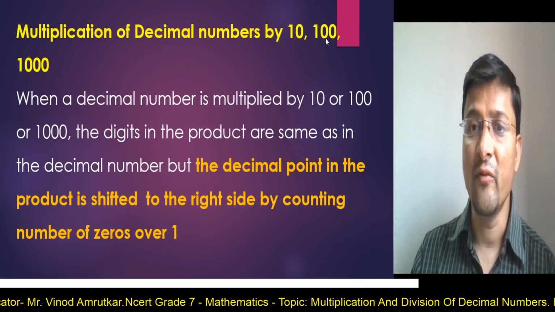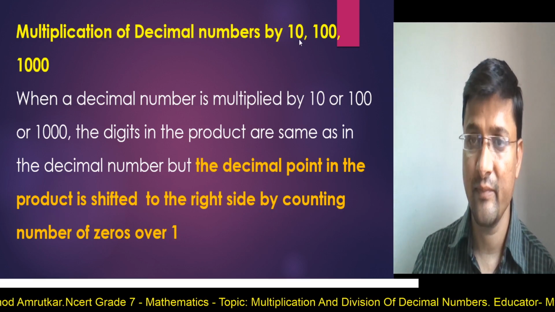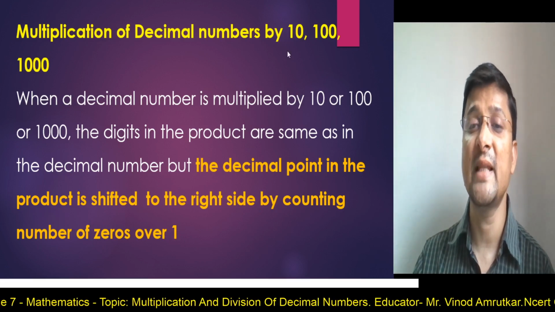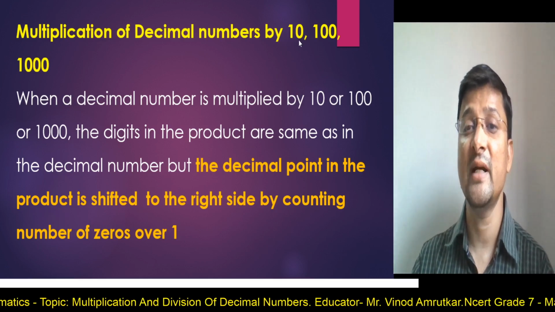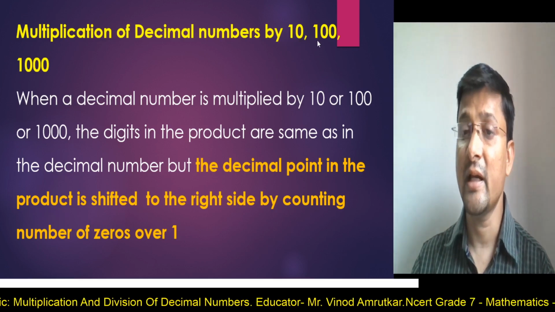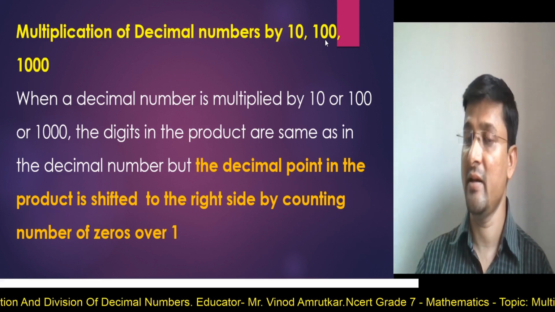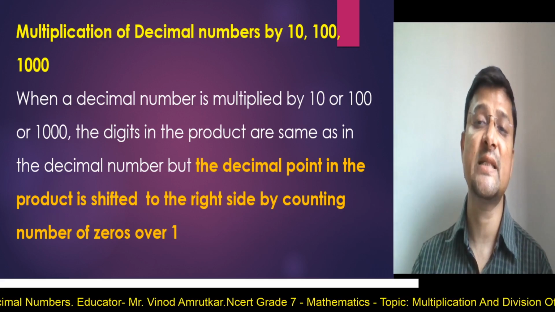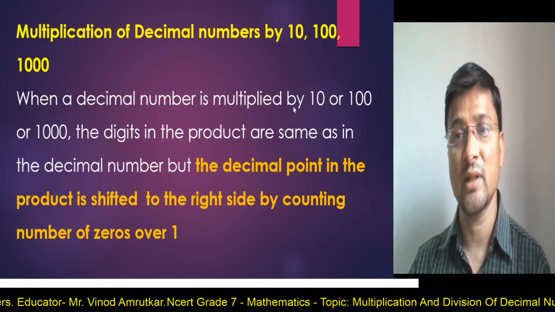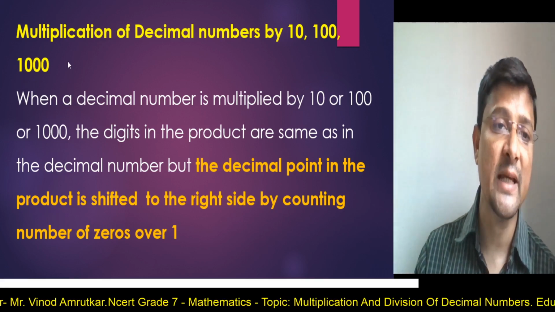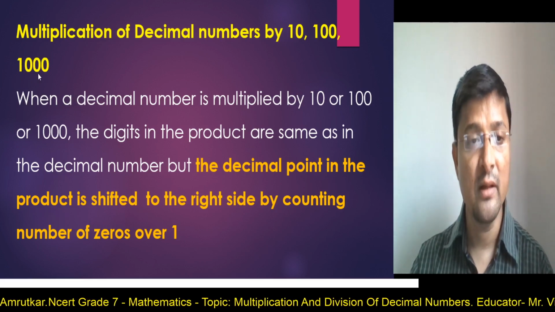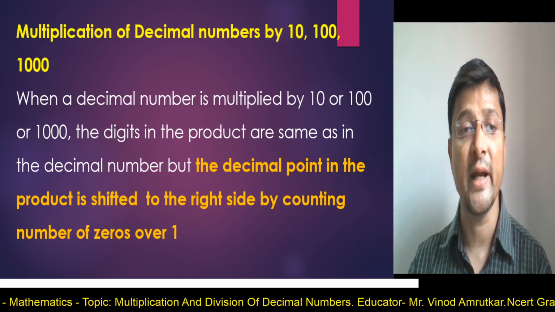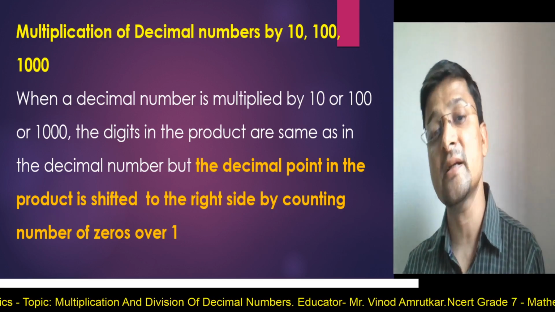See here. When we multiply a decimal by 10, in that number 10 there is only one zero. So we shift that decimal point just one digit to the right side. When we multiply the decimal number by 100, in the 100 there are two zeros. So we move that decimal point just two digits to the right side. And when we multiply the decimal number by 1000, there are three zeros in the 1000. So we shift that decimal point just three digits to the right side.